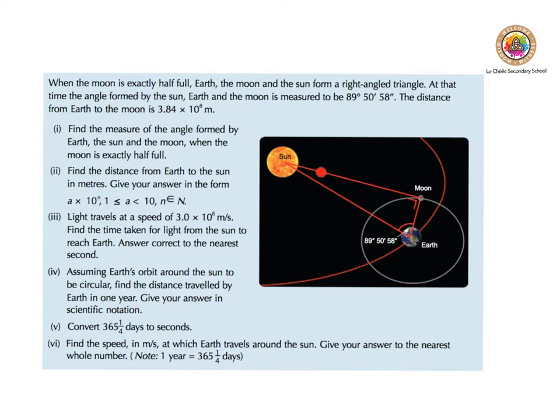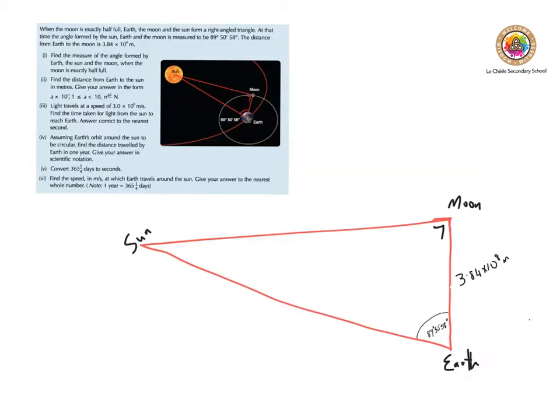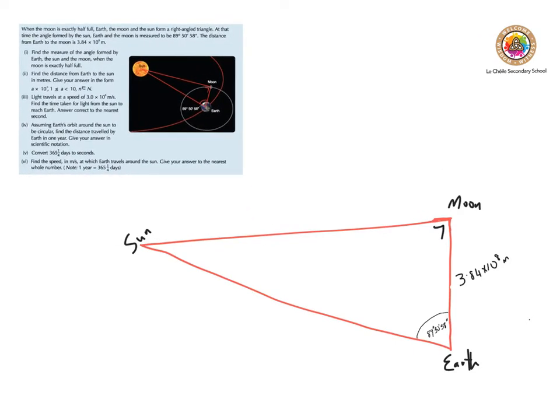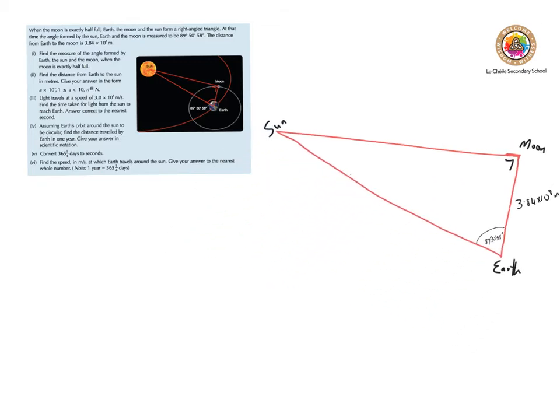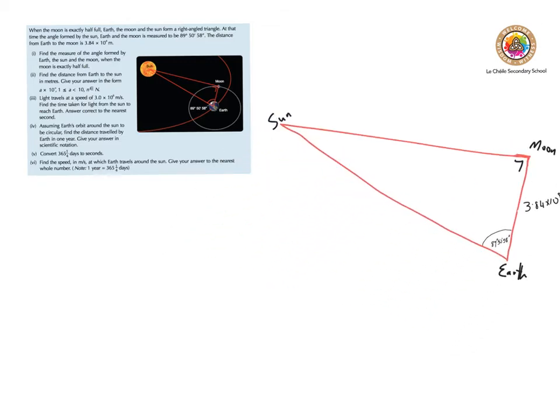So this angle here. So the first thing that we're going to do is a small sketch, a rough sketch of the diagram that we've been given here. Okay, so here we have our rough sketch of the diagram given to us in the question. So let's get on to answering part one, which says to find the measure of the angle of the moon here. So we're just going to call that angle theta.